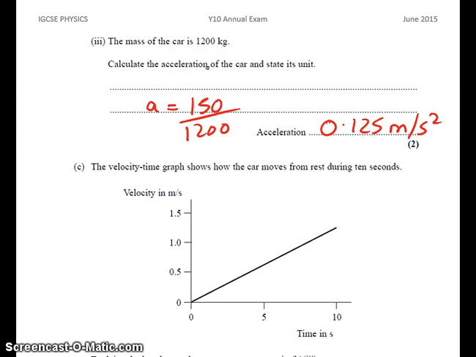Many people with this equation were not rearranging the force equals ma in the correct way. They were getting the answers upside down, so they were not getting the correct answer of 0.125 meters per second squared. If you don't give the unit, you lose a mark.